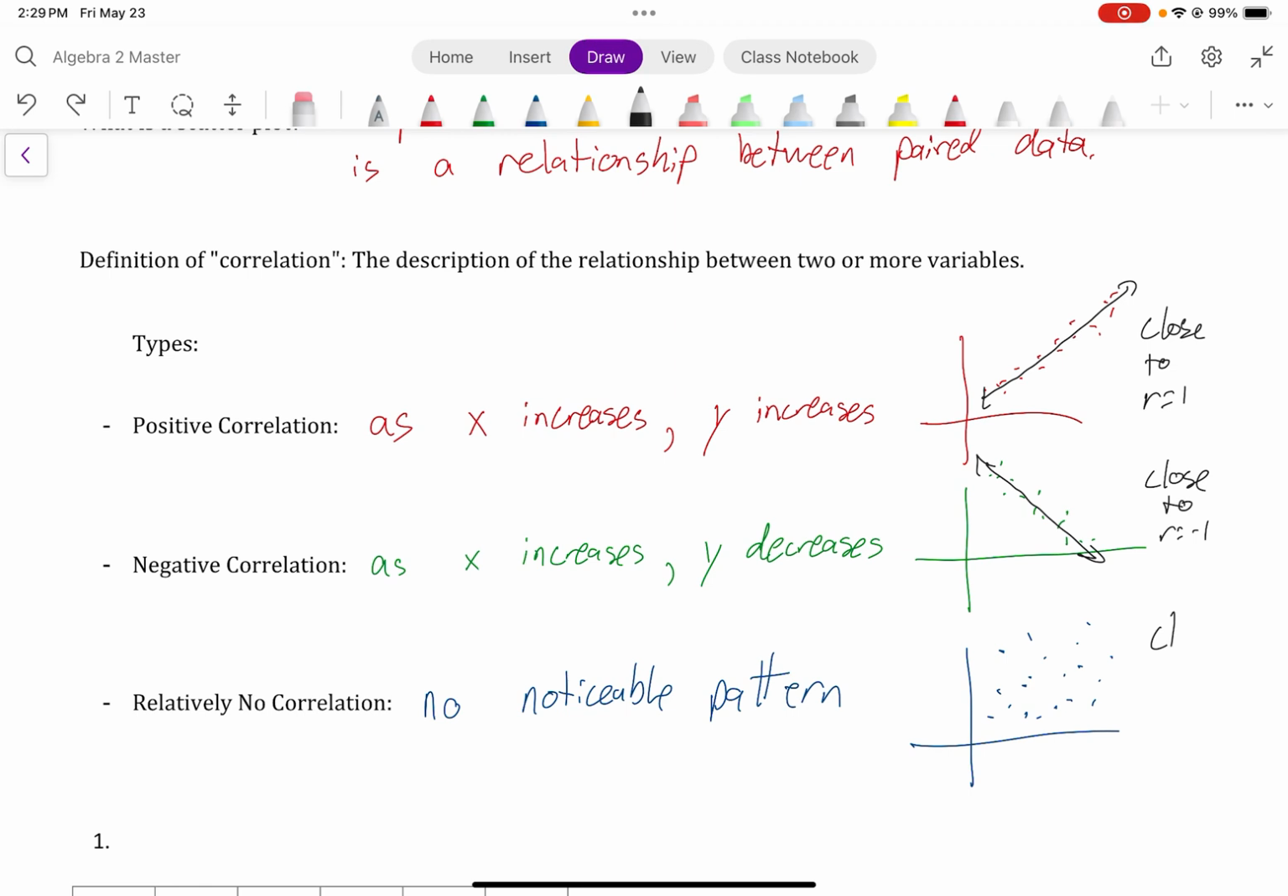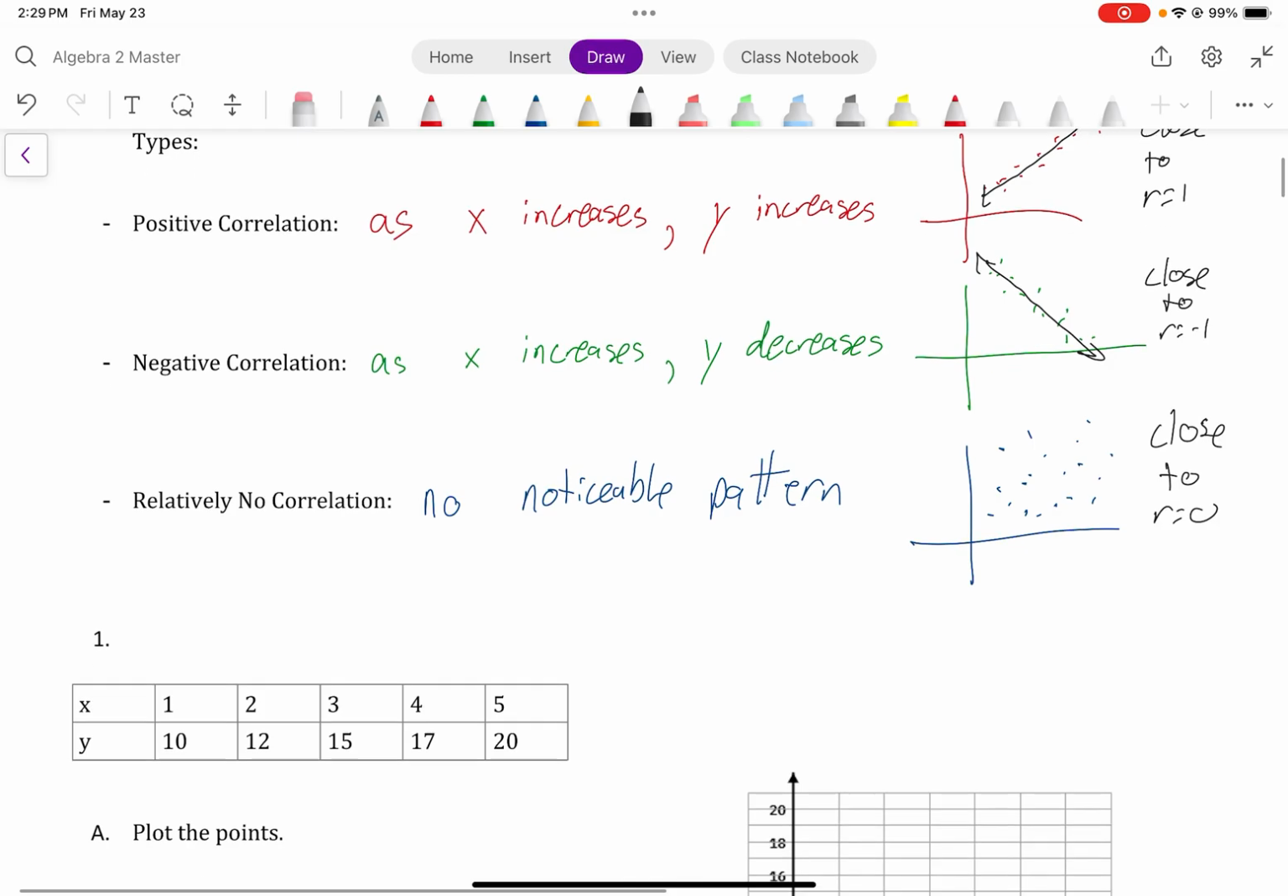Now, what is r? Well, that's our correlation coefficient that we'll talk about in a little bit. There is a range of values from -1 to +1 and everything in between. The closer you are to 1 or -1, the better the correlation. The closer you are to 0, the less of a correlation there is. So you could have a correlation of 0.1, which would be pretty bad. Maybe that looks kind of sort of positive, but just barely.